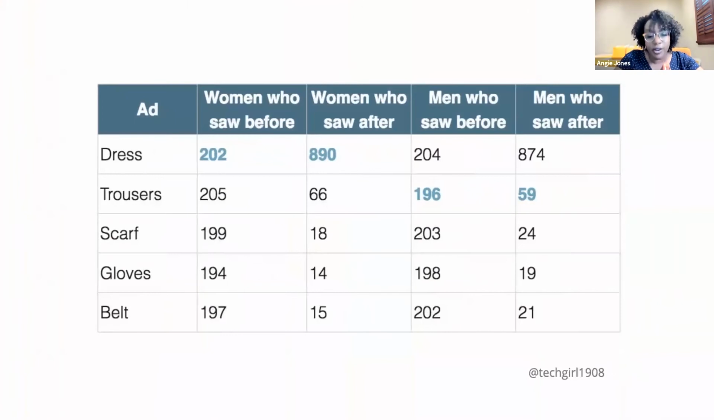Okay. So before learning, 202 women were shown the dress ad. And after learning, 890 were shown the dress ad. So yay, the system did learn that women prefer dresses. Excellent. And then I looked at the poor guys. So 196 men saw the pants ad before the system learned anything. And after the system was trained, only 59 saw the pants ad. So less than before. But not only that, it seems that 874 men were shown the dress ad, even though only 3 men had actually purchased the dress after seeing the ad.